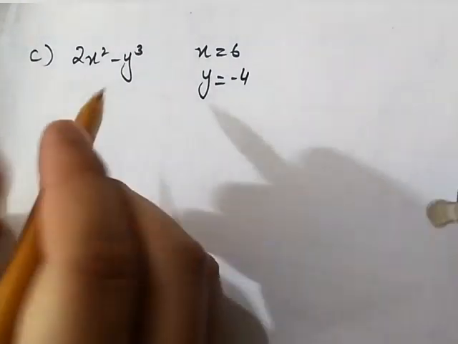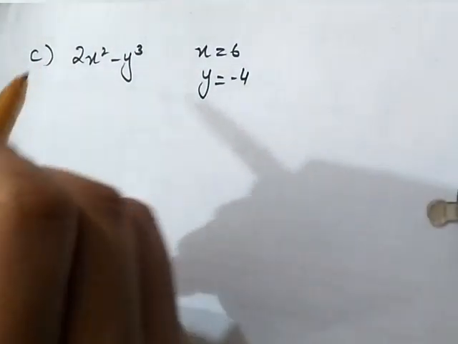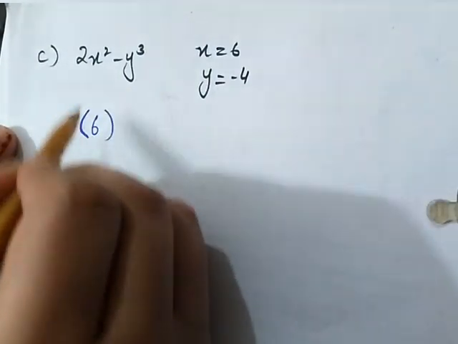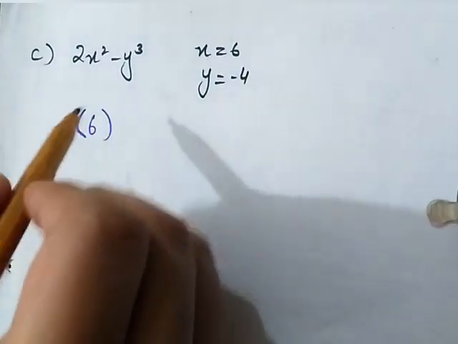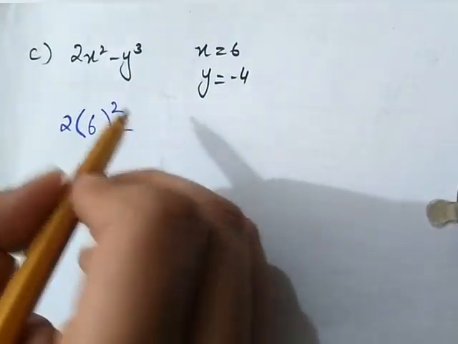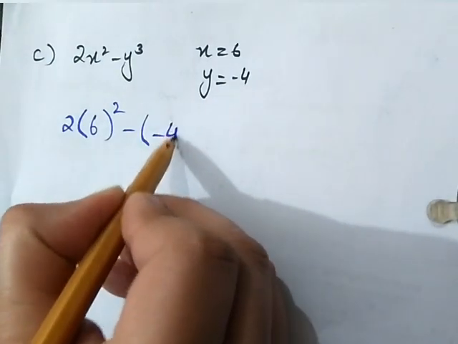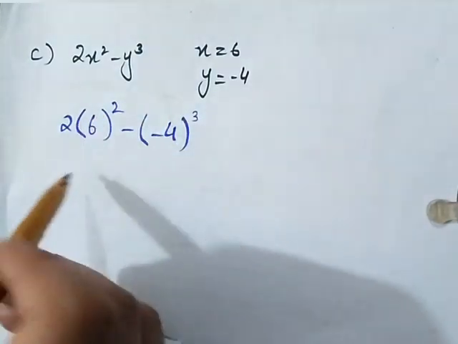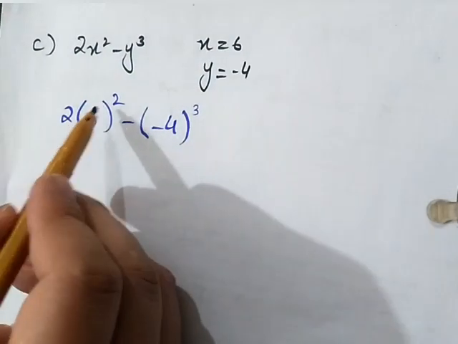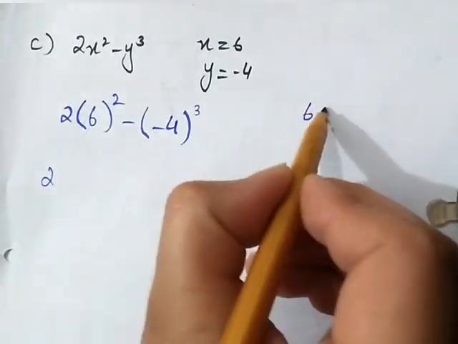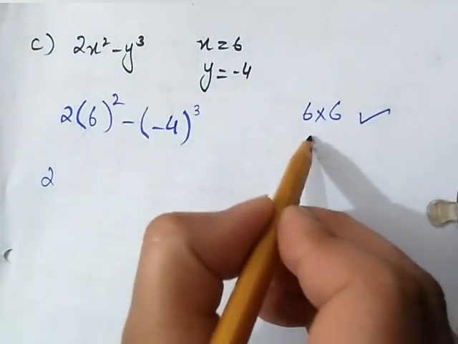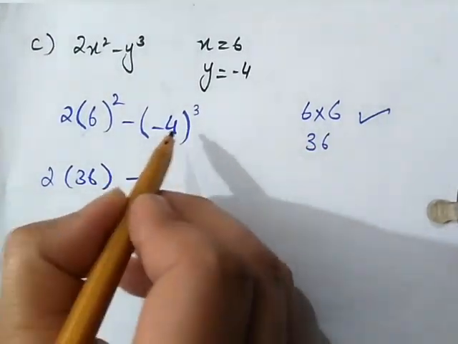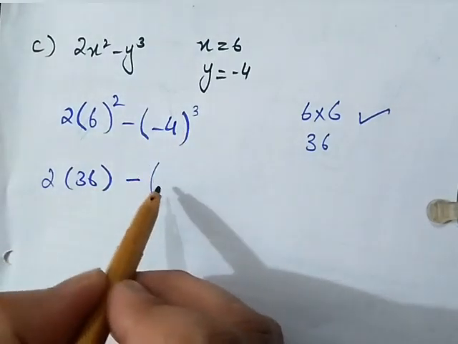So here's part C, in which we have the expression 2x square minus y cube. So 2x square, put the value of x, that is 6, and the power of x is square. Now y cube, y is minus 4, and put the power of y, that is cube. Now first of all you solve the powers. 6 power 2 means 2 times of 6, that is 36. 6 square is 36, minus. Whenever there is an odd power, the minus will remain the same.